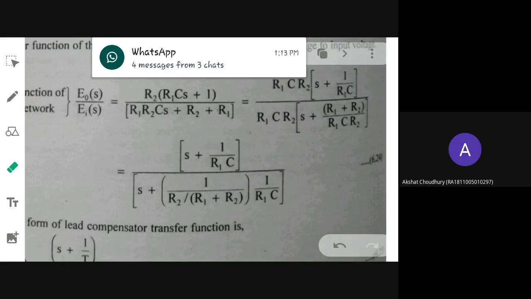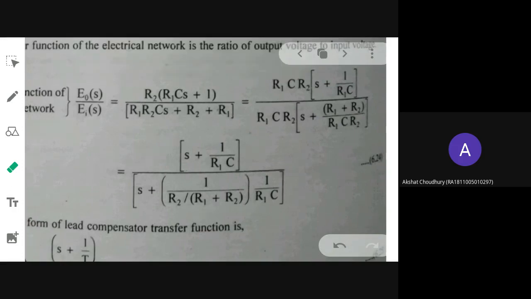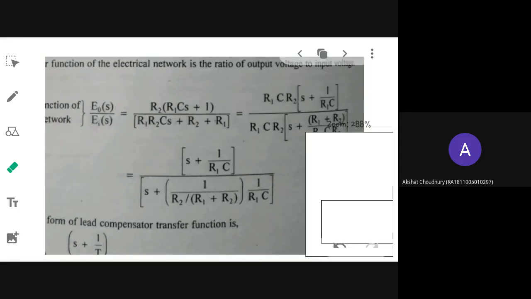How can you write the general transfer function representation of any lead compensator? S plus 1 by T divided by S plus 1 by alpha T. So you are equating this to this relationship.